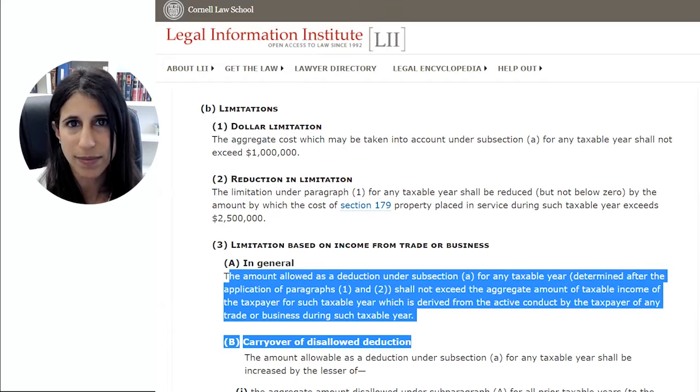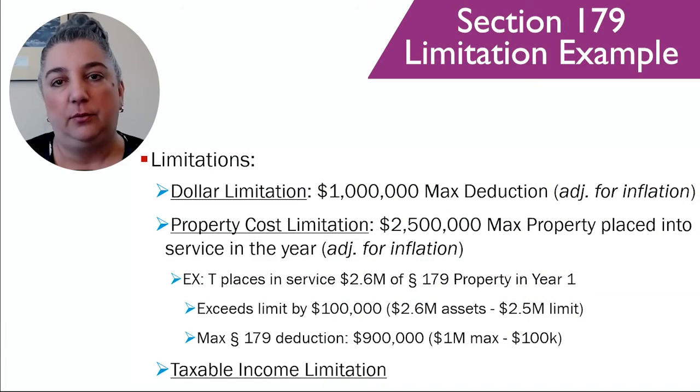be taken that year. Let's now turn to an example of the dollar limitation and the reduction in the dollar limitation. Don't forget about the fact that if the taxpayer has insufficient income from trades or businesses, that functions as another limitation, but we're not going to illustrate that here. We're going to assume that the taxpayer has ample trade or business income. So in this example, we'll use the numbers that are in Code Section 179, which were valid for the 2018 tax year.